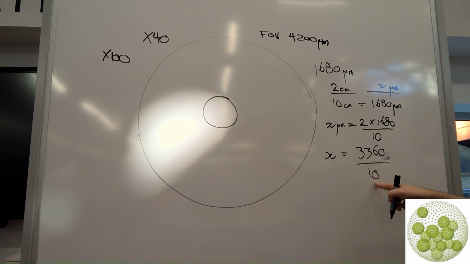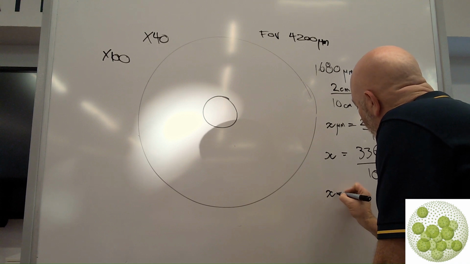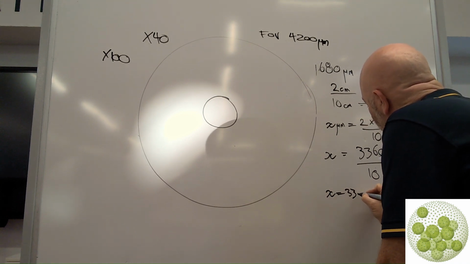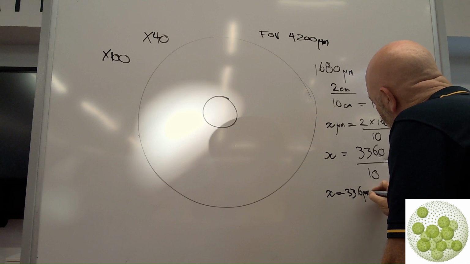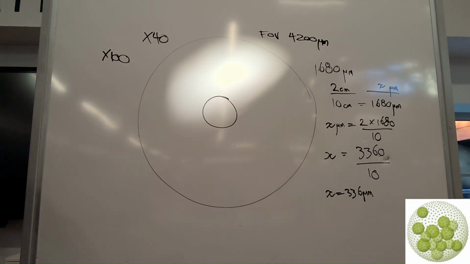So 3360 divided by 10 is going to be X. 336 equals X. I was just waiting for people to catch up, and I didn't want to hit you with the answer straight away. So X is 336 micrometers.